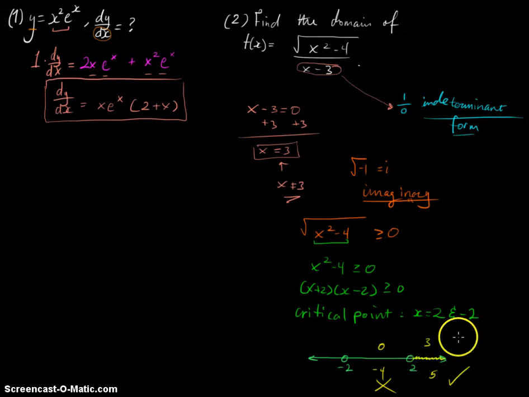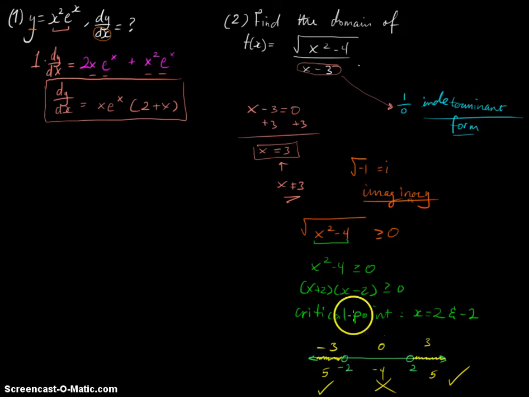So it's part of our domain. Last one, let's pick a number less than negative 2. Let's say negative 3. Negative 3 squared is 9. 9 minus 4 is 5, which is greater than 0. So this works as well. So this is also part of our domain.